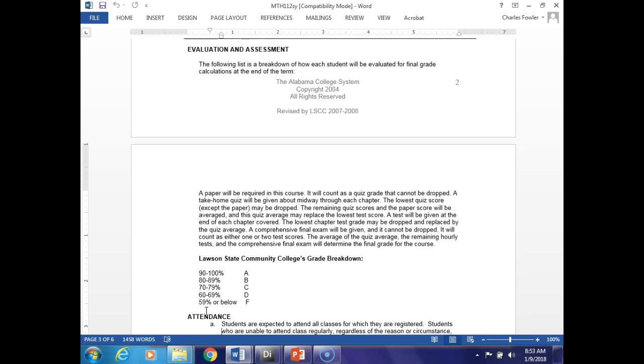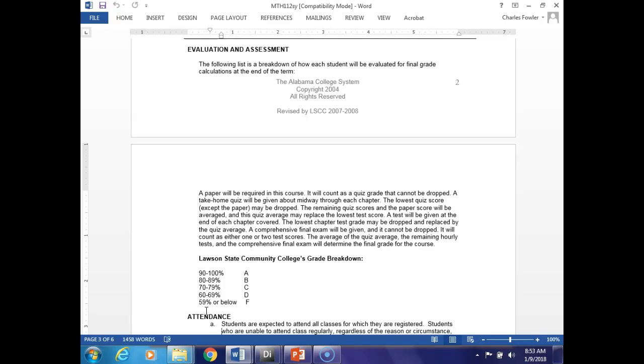No. Okay? It's what we use to measure overall learning. And again, it's not that hard of a test. Most of the time, it actually is going to help you. Okay? So, a comprehensive final will be given, and it cannot be dropped. It will count as either 1 or 2 test scores. Now, here's the scenario there.